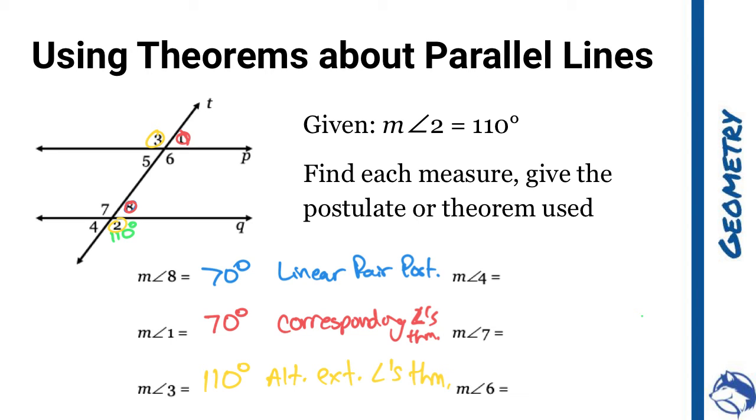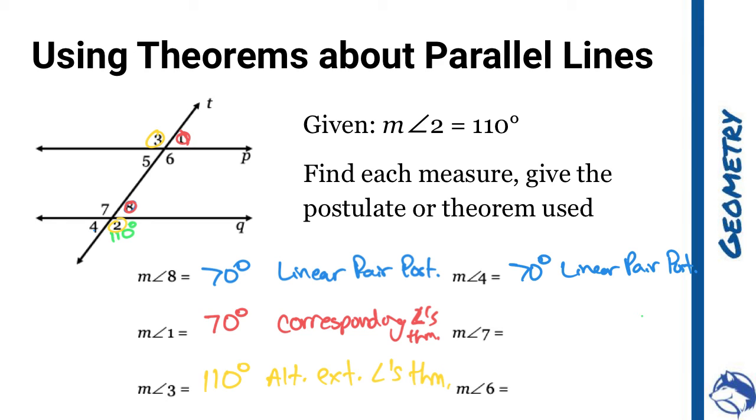I now have angle 4. Well, angle 4 compared to angle 2, that's a linear pair, so I know that they have to add up to 180, so this is 70 degrees. And I'm just going to write linear pair postulate again. And you could have also done vertical angles theorem if you compared it to angle 8. That would have worked out just fine.